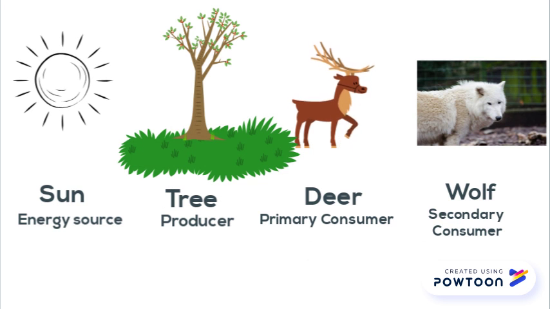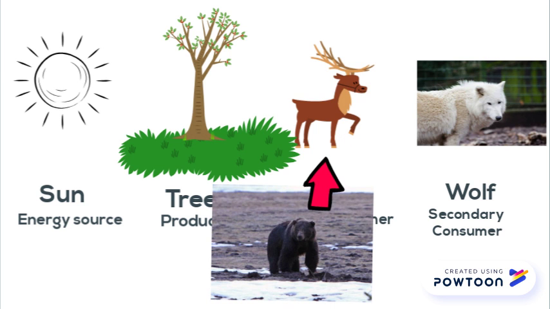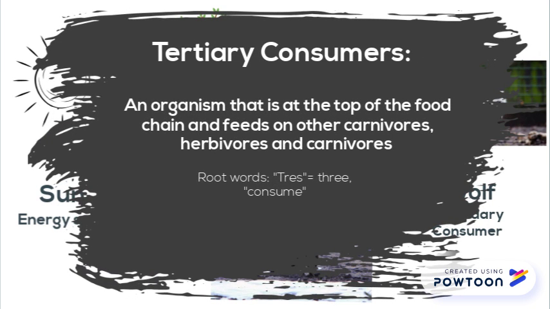Next is a tertiary consumer. These are organisms at the top of the food chain and eat meat or plants. A good example of this is a bear, which eats meat such as wolf or deer, but also eats berries from plants. These organisms are called carnivores, which eat only meat, or omnivores, which eat both meat and plants.